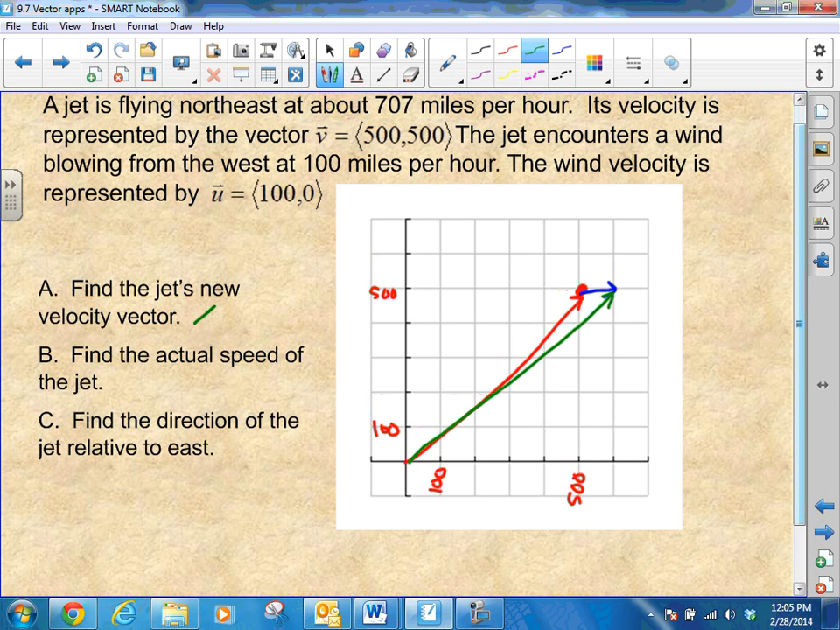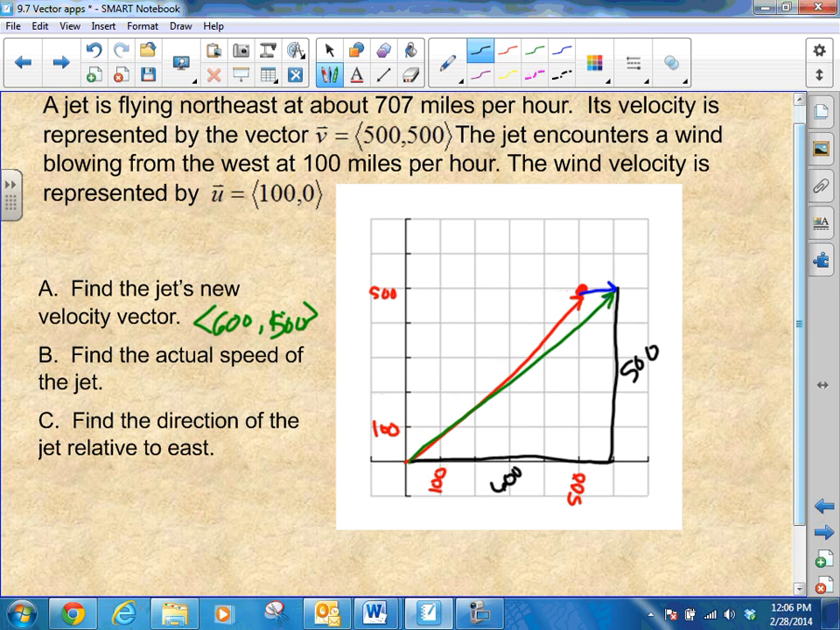So what is that vector in component form? Say it louder. 600, 500. My new vector is 600, 500. Because you're going along the x-axis 600, and you're going along the y-axis 500. Everybody see that?